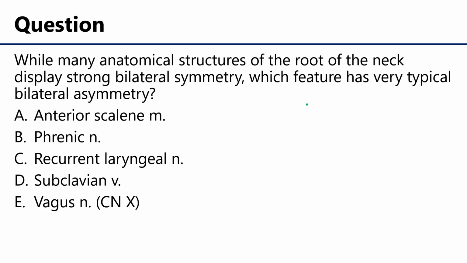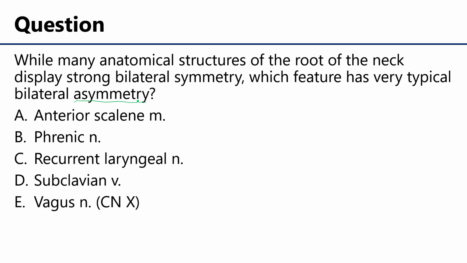Now that leads us to our assessment question of the video. And that is, while many anatomical structures of the root of the neck display strong bilateral symmetry, which feature has very typical bilateral asymmetry? So let's think about this. Which structure, root of the neck, is very asymmetrical?